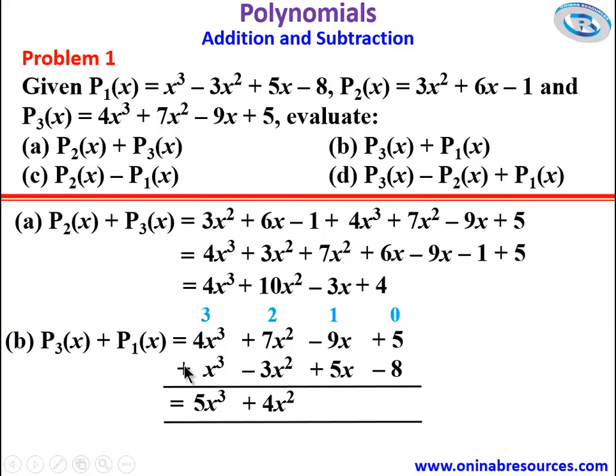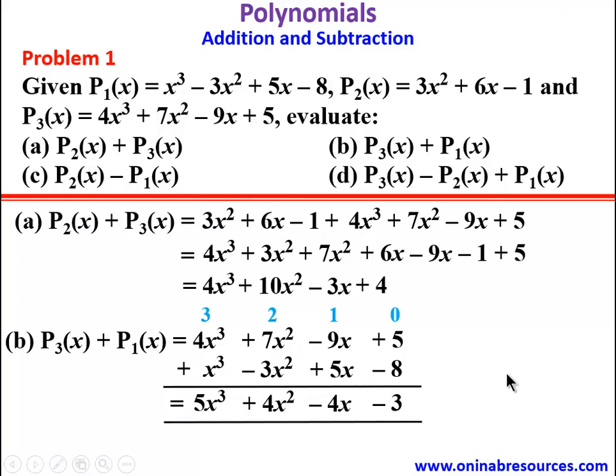Minus 9x plus positive 5x is as good as saying minus 9x plus 5x, which gives negative 4x. And here 5 plus negative 8 is as good as saying 5 minus 8, which gives negative 3. So we have the result as negative 3, and that is the sum of P3 of x and P1 of x. So we can see now that this is easier. So we'll now be using this approach. It is well arranged and more presentable.